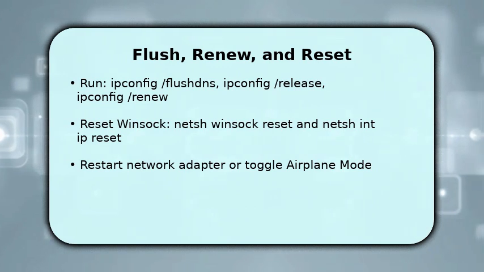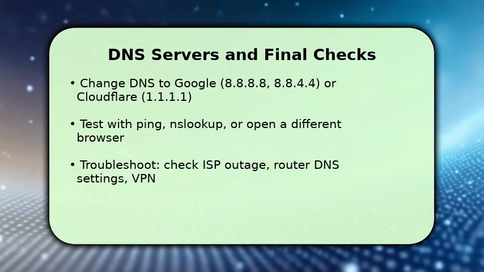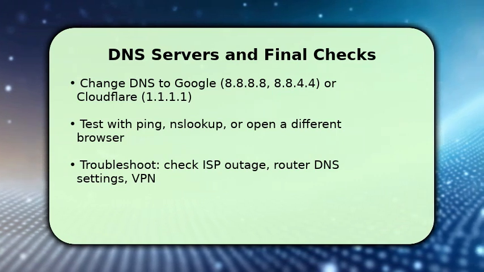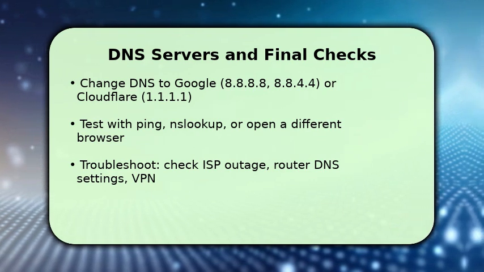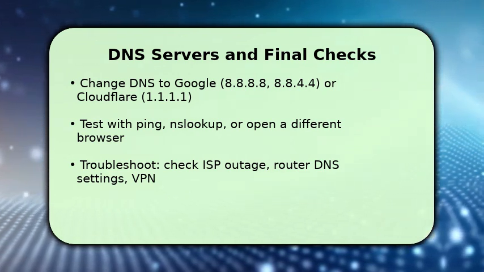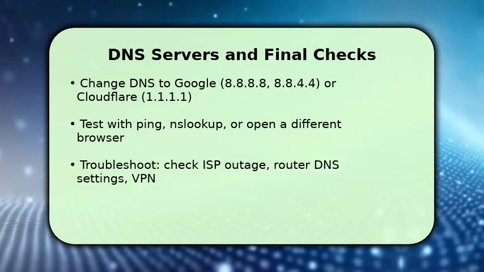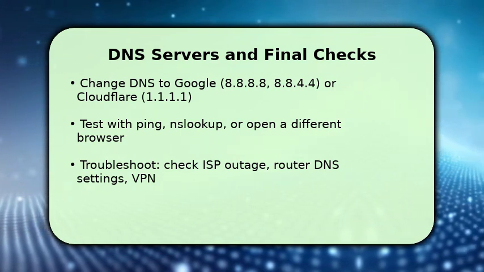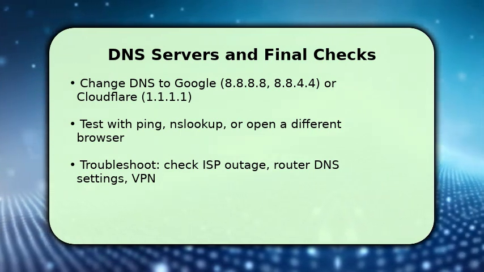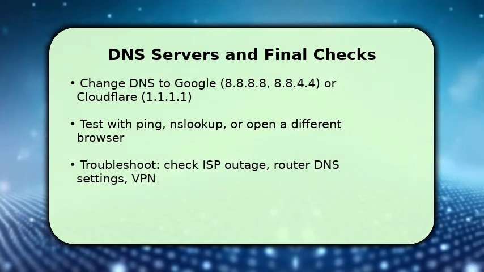Finally, switch to a reliable public DNS if problems persist. Set DNS to Google or Cloudflare in adapter settings so name resolution bypasses your ISP's server. Once changed, test using ping or nslookup to verify names resolve, and open a different browser to rule out browser DNS cache. If it still fails, inspect router DNS, disable VPN or firewall temporarily, and contact your ISP to check outages. If nothing works, one key tip.